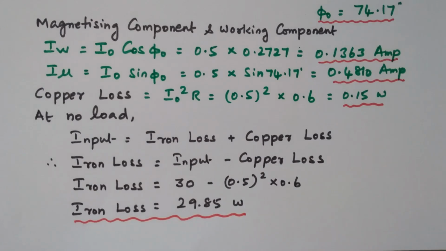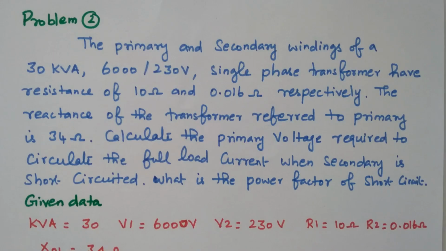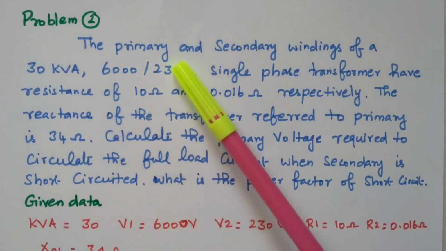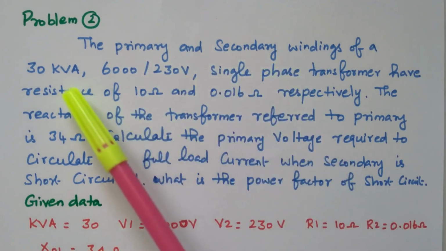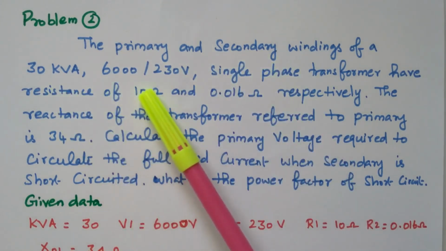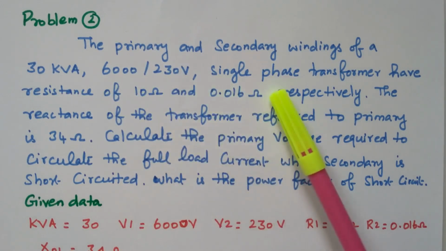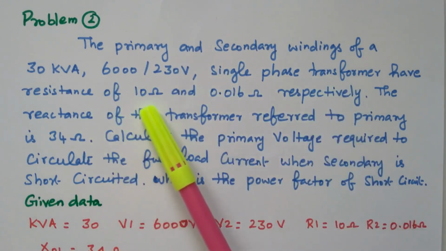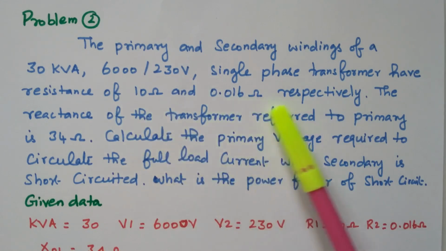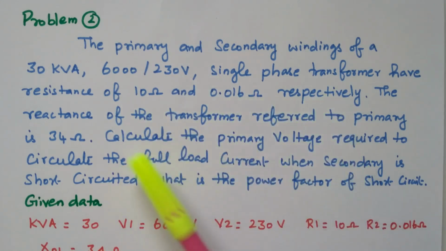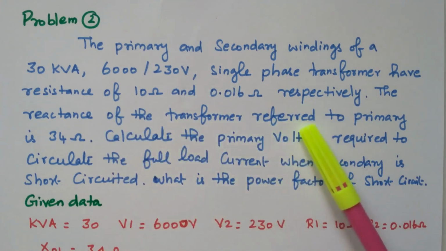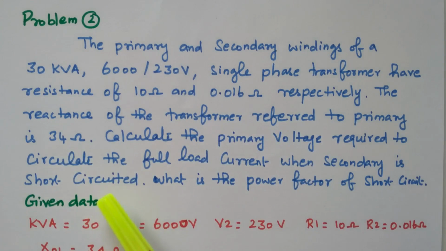Now we will go to the second problem. The primary and secondary windings of a 30 kVA, 6000 volt, 230 volt single phase transformer have resistances of 10 ohm and 0.016 ohm respectively. The reactance of the transformer referred to the primary is 34 ohm. Calculate the primary voltage required to circulate the full load current when the secondary is short circuited. What is the power factor of short circuit?